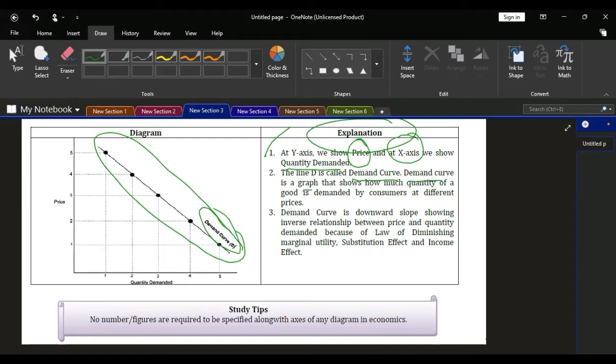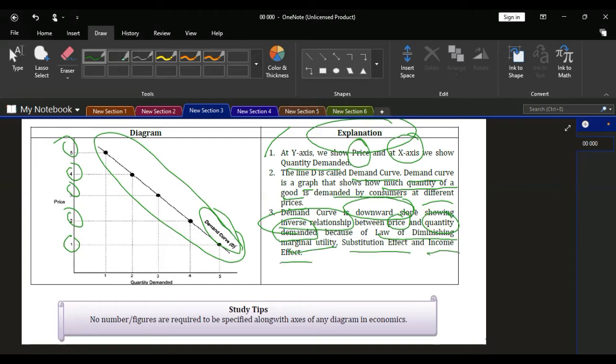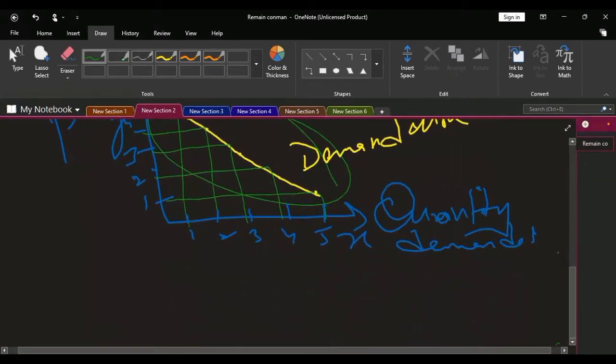Demand curve is a graph that shows how much quantity of a good is demanded by the consumer at different price levels. Different price levels are 1, 2, 3, 4, 5. The demand curve is downward sloping, showing the inverse relationship between the price and the quantity demanded, because the law of diminishing marginal utility applies here. Substitution effect and income effect also affect here. So three laws will apply on the demand curve.